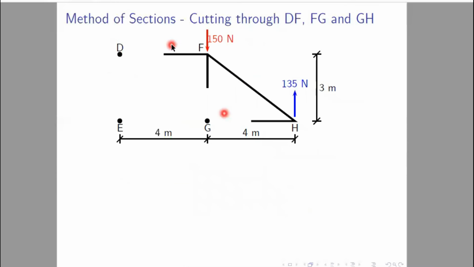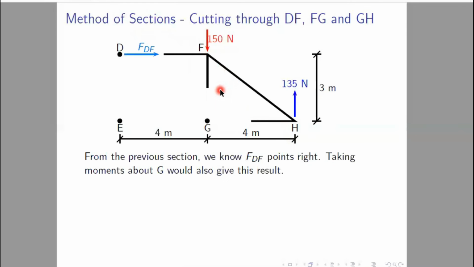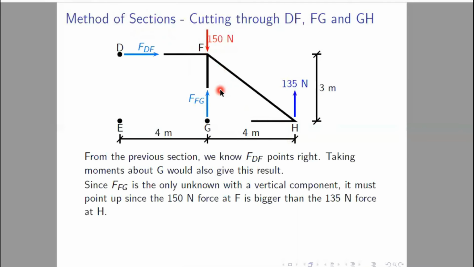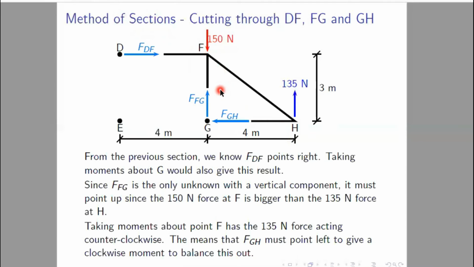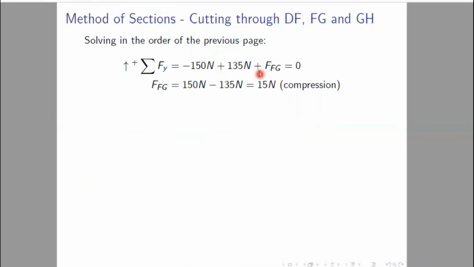Now after that, we cut a section in this fashion. If we cut a section in this fashion, then the problem will be the same. There will be some unknown member forces, so FDF will be there, and FG will be there, and FGH will be there. So now we can solve for this, taking sum of Fy equals to 0, sum of Fx equals to 0, or sum of moment equals to 0. And if we do that, taking sum of Fy equals to 0, we will get FG equals to 15 Newton, that is compressive in nature.